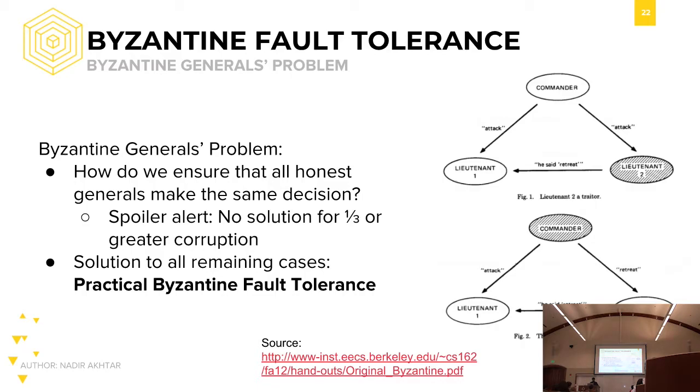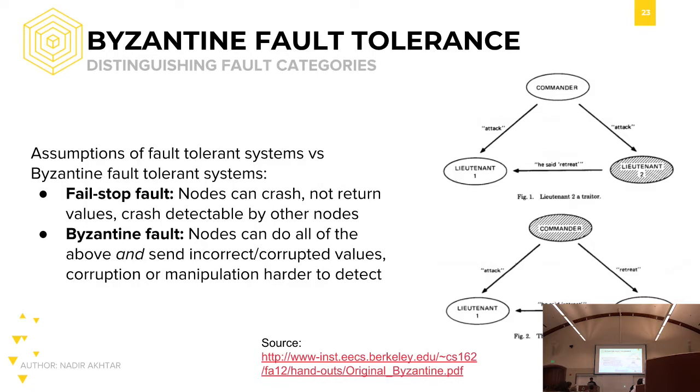So a solution to all remaining cases, in which you have less than 1/3 Byzantine faults in your network, is practical Byzantine fault tolerance. This was a paper released in 1999, one of the earliest that described a way to have systems that could tolerate these faults. A definition of what we mean by these faults: we have fail-stop faults, which are when nodes will just crash, messages will be delayed, but they'll never say something incorrect. They will always be correct about what they communicate, and in their processes.